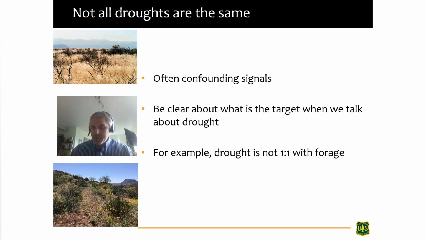An example of this would be that drought is not one-to-one with forage. As in the case of the Southwest right now, we see an awful lot of grass on the ground from last year, but it's really dry, so a lot of the stock tanks are dry. One metric, droughty, the other metric, not so much. So it really helps to define what we mean when we say drought.